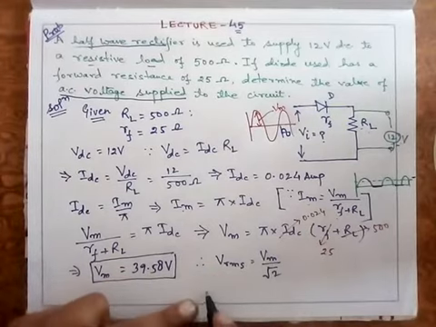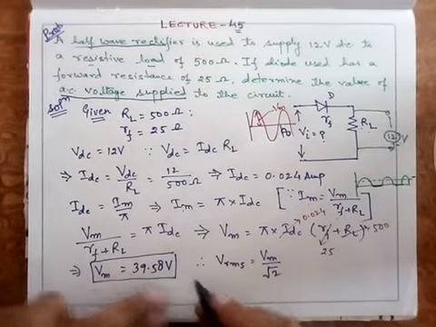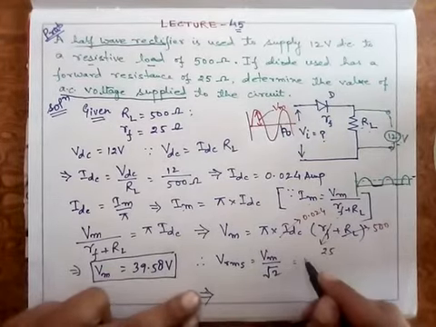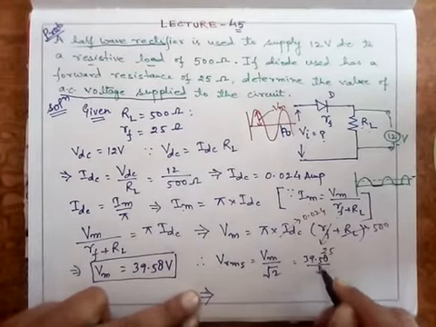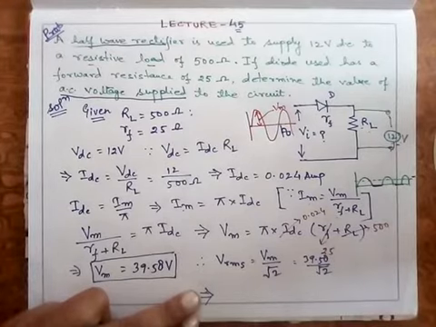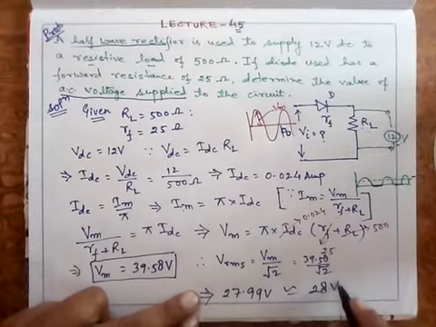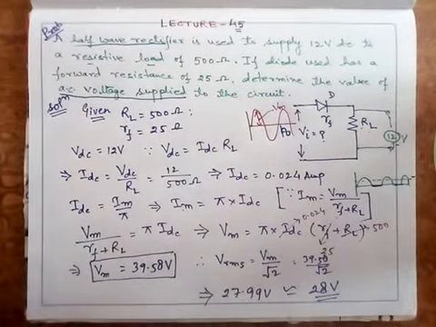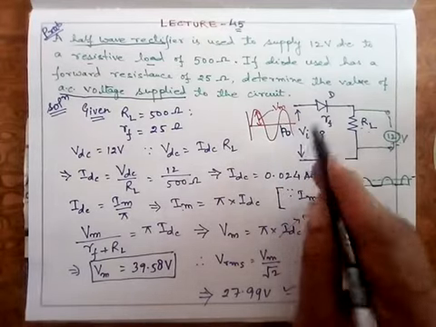So the signal which is applied here, VRMS, is Vm upon root 2, that is 39.58 upon root 2. And if you calculate this, it comes out to be approximately 27.99 volt, or approximately 28 volt. I hope that this numerical is clear to you, how to find this input voltage which is asked.